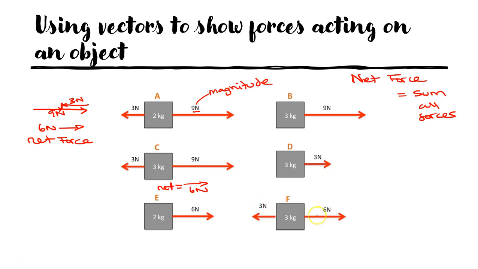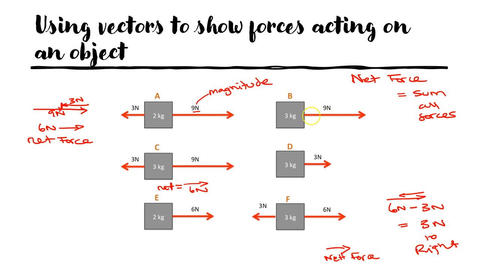And we can see with F, if we have 6 newtons to the right and 3 newtons to the left, we have 6 newtons minus 3 newtons because it's in the opposite direction, which means that we will have 3 newtons to the right as our overall net force. So this is the way that we can show vectors acting on an object as force vectors. So we can see what way the force is acting.